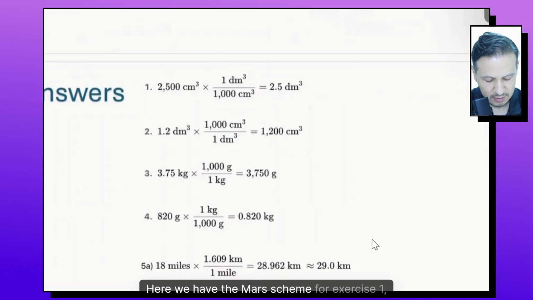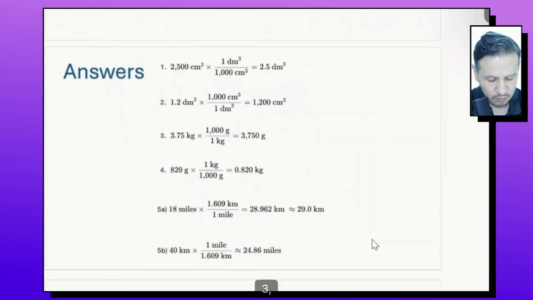Here we have the mark scheme. For exercises 1, 2, 3, 4, 5, it is divided in 2. Here we have the answers. Practice, practice, practice. Level 3, part 3 of this series of videos.